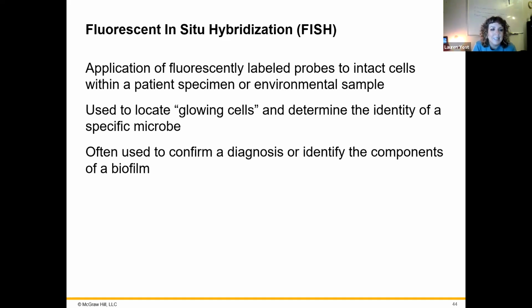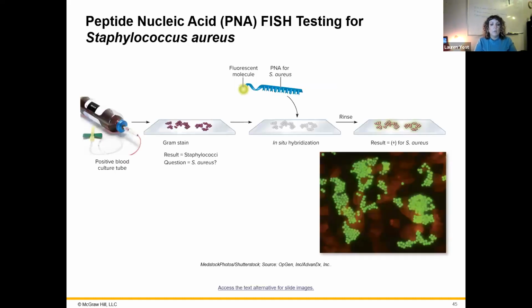So fluorescent in situ hybridization, FISH. Here we have fluorescently labeled probes that we can mix with intact cells from a patient or an environmental sample, depending. And then we can locate glowing cells, because if we have hybridization with the probe that looks for that specific microbe, then it will glow with fluorescence and allow us to determine if that organism is present or not. So this is just showing us how we might identify staph with such a thing.